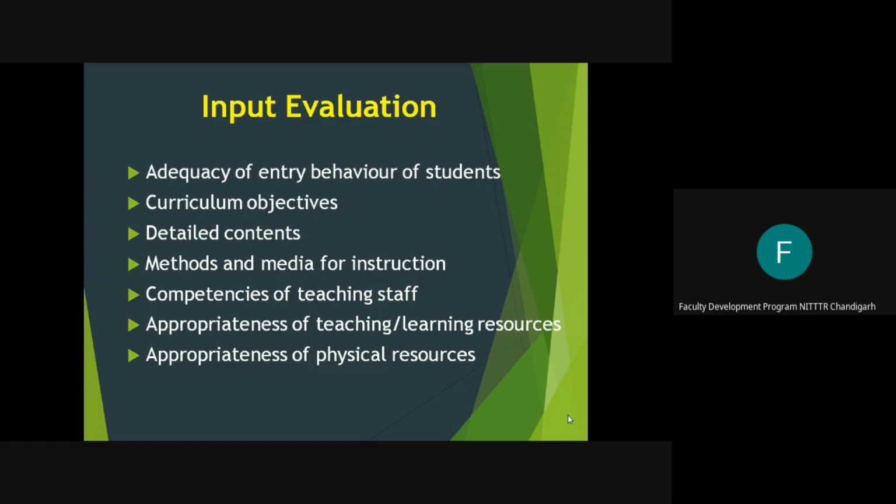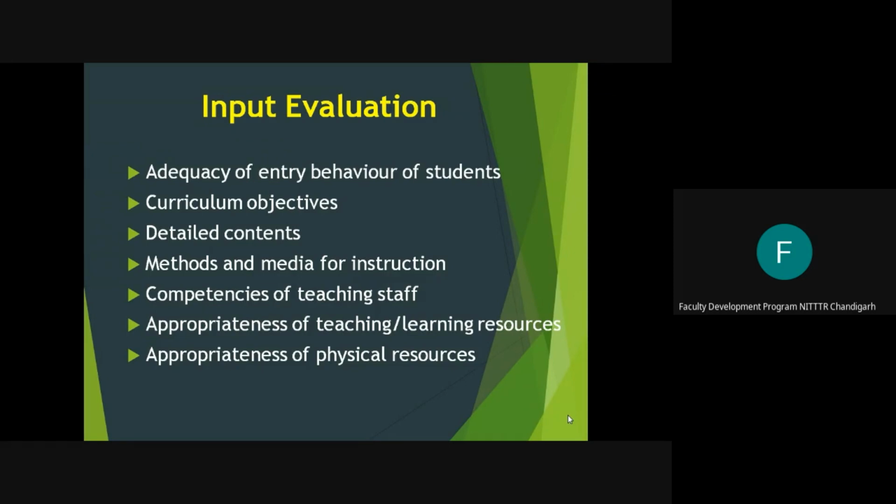And what is the ratio of theory and practical? I told you a couple of days back that depending on the level of the program, if it is a degree level program, then the theory and practice ratio is different. For a certificate level program, the theory and practice ratio is different. So all these things I am checking at input evaluation. Method and media for instruction.